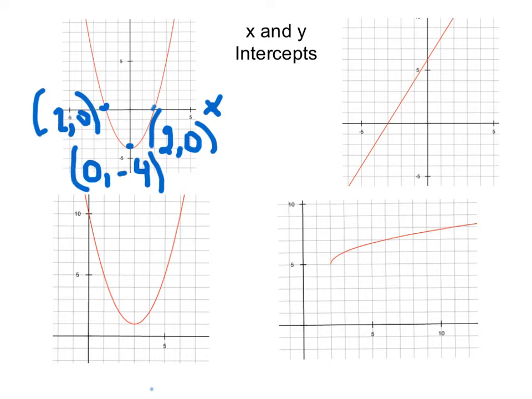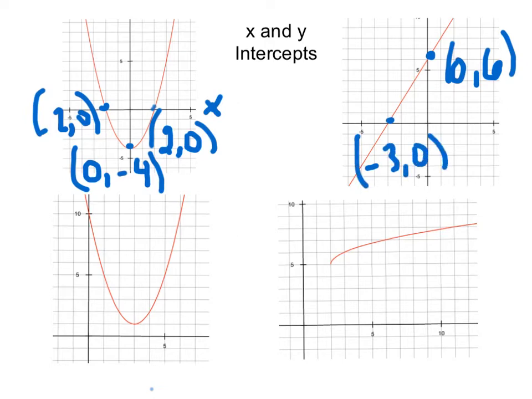The line has a y-intercept at (0, 6), and it has an x-intercept at (negative 3, 0). The parabola on the bottom only has one intercept. It has a y-intercept at (0, 10). The graph on the right has no intercepts because it starts in the first quadrant and goes up and to the right, never crossing the x or y axis. So you can see that a graph may have 0, 1, or more intercepts.